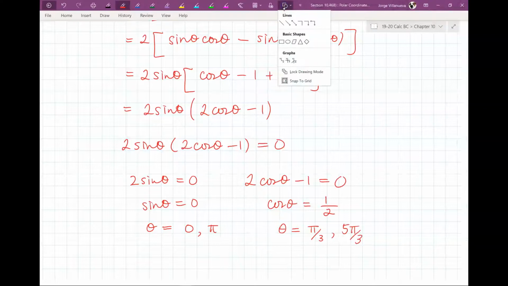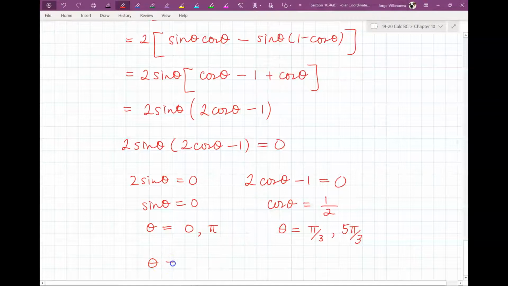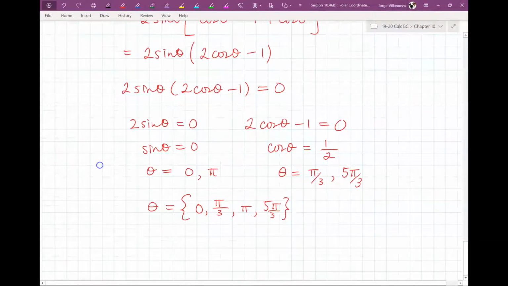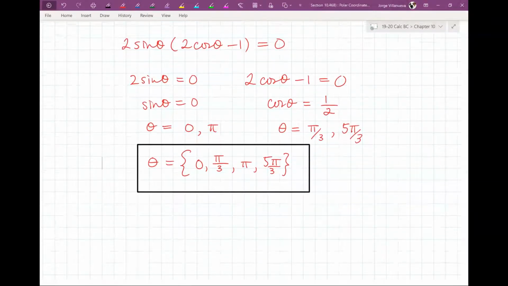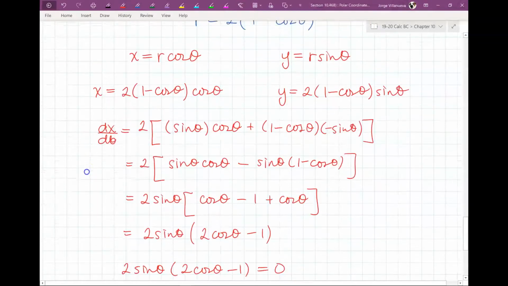Actually, before I do that, let me just write them out here. So theta is going to be 0, pi over 3, pi, and 5 pi over 3, just to highlight them so we know these are the ones that we found. Now let's do the same thing with y. So we're going to find dy/dx. All right, let me go back over here.